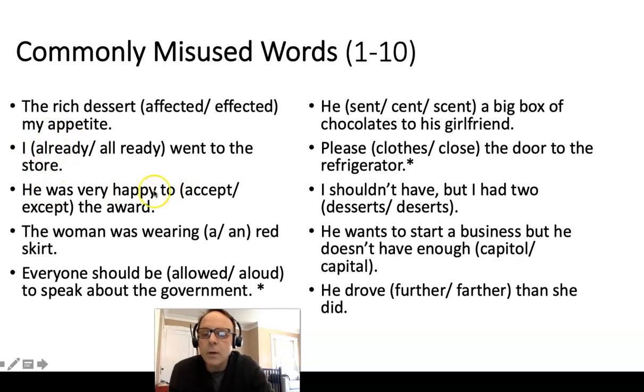He was very happy to accept the award. The first one, again, is the best choice. To accept means to receive something. Except with an E is more like exceptional, being exceptionally good at something, being different. It's an exception. Accept with an A is accepting something, receiving something. I'm going through this as quick as I can, but like I said, just pause if you want to go through these and figure them out for yourself first.